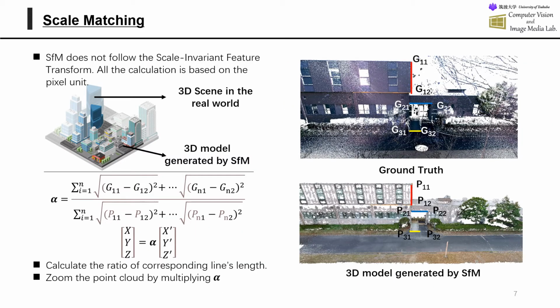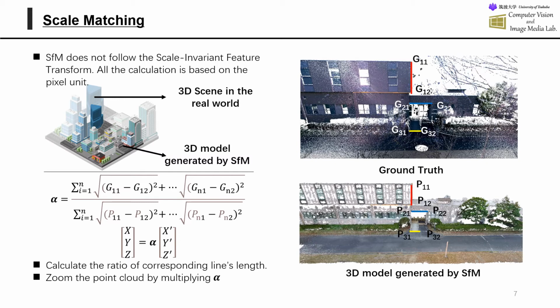However, SFM is mainly based on estimation of feature points and BA optimization. These do not contain the scale information of reality, so SFM does not follow the scale invariant feature transform, and all the output model size is based on pixel unit. To make the 3D model fit with the real-world objects, we propose this scale matching method.